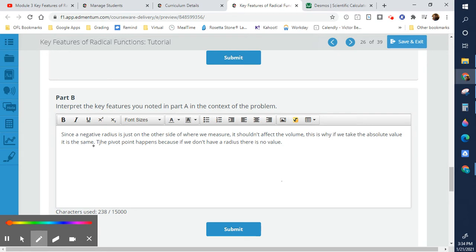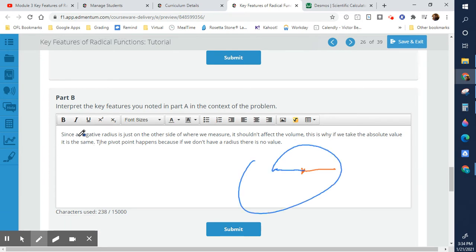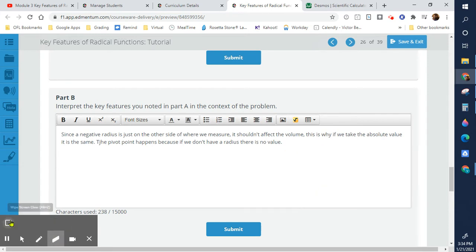If we're talking about a negative radius, so if this is our radius, a negative radius would be this way. The only reason why the volume is negative instead of positive is because it's math. So that's why we have to take the absolute value. So that's what I'm talking about there.